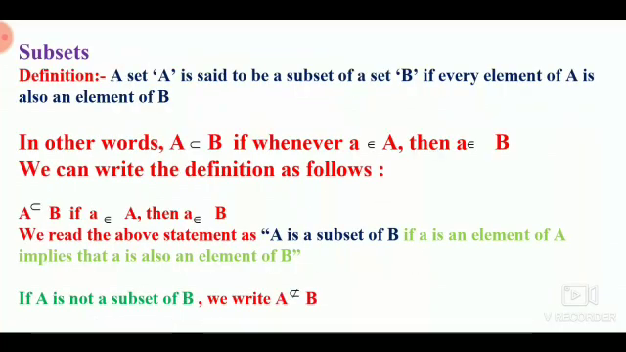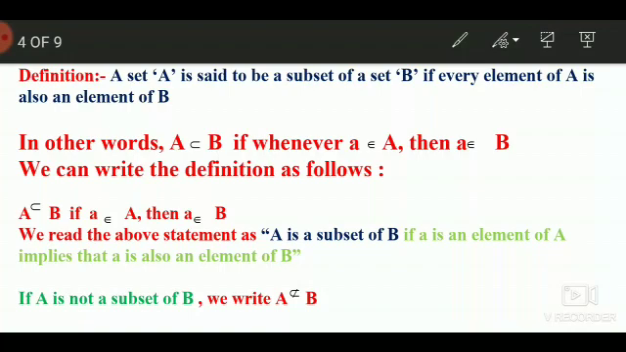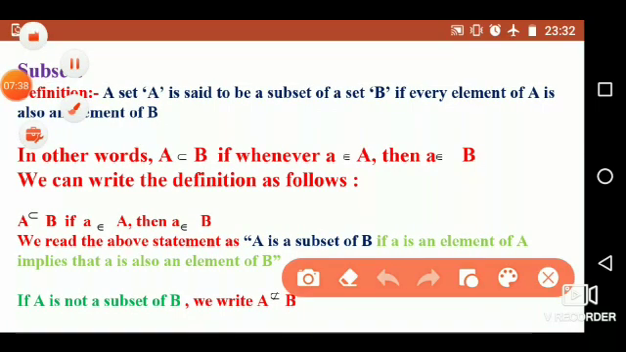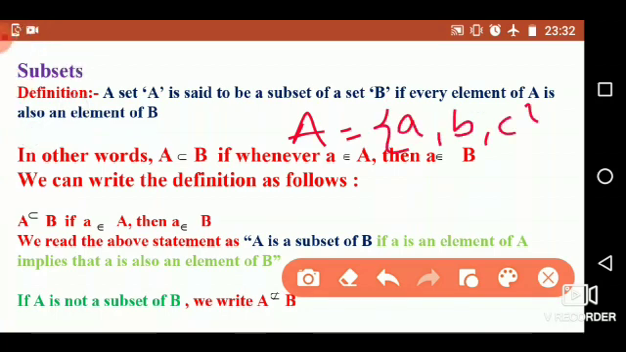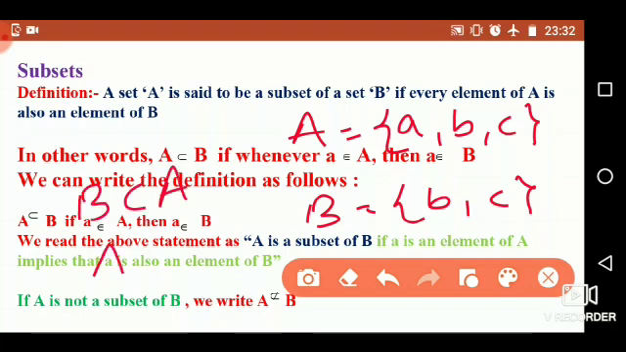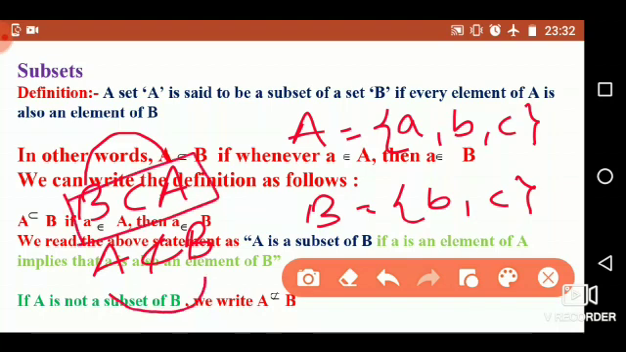For example, suppose A is a set containing the elements a, b, c, and another set B containing the elements b, c. Then in this case we can say that B is a subset of A, but A is not a subset of B, because all the members of B are there in A, but all the members of A are not there in B.